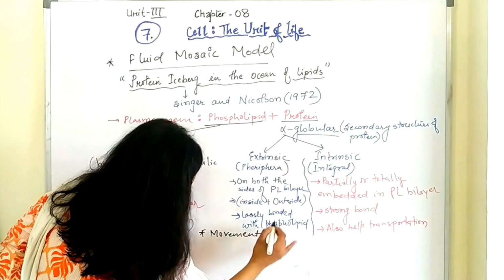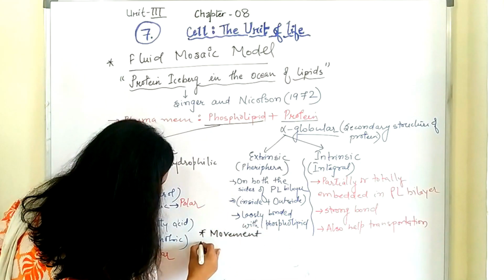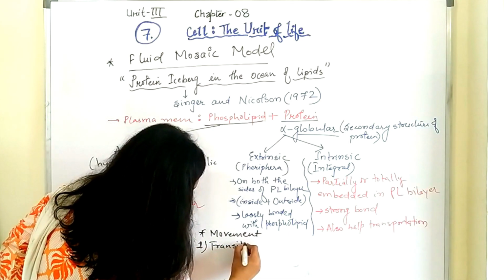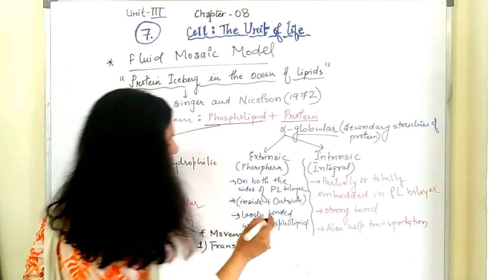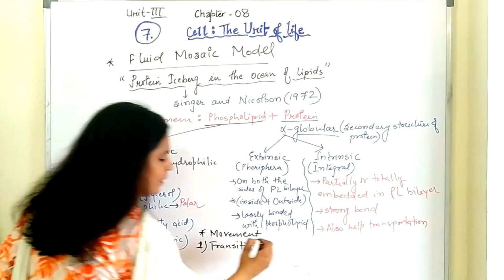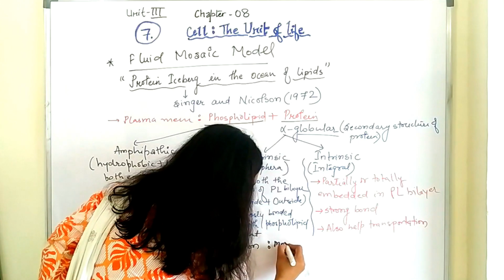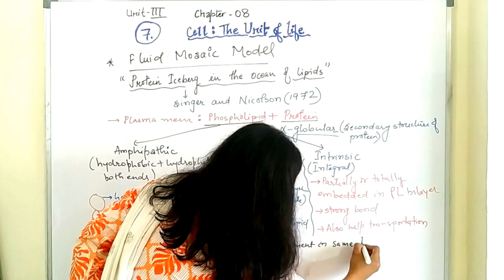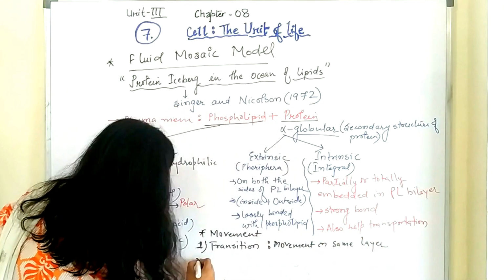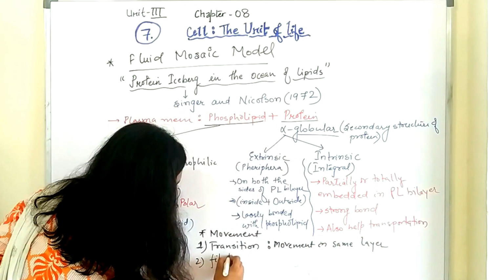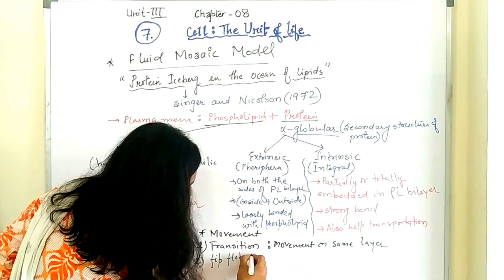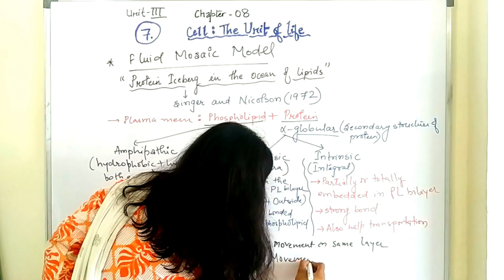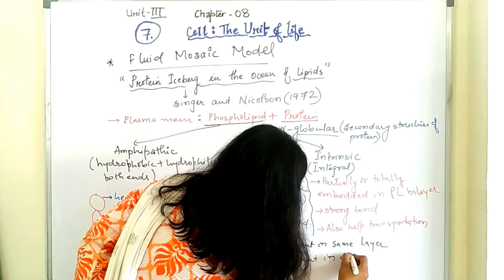Movement by phospholipid. Number one is transition. Transition movement means movement of phospholipid in the same layer. And the second one is flip-flop movement, that is movement in a different layer.